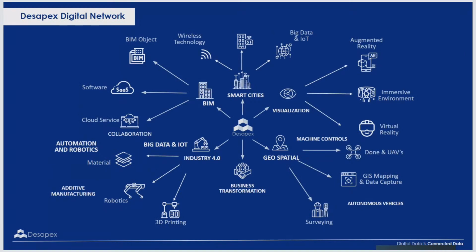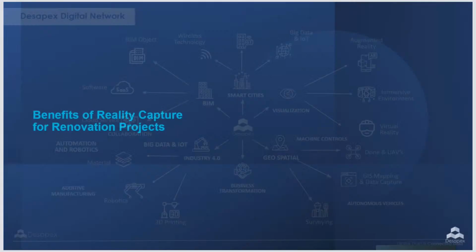So we are not just into 3D modeling or clash detection. Desapex has expertise in various business requirements. It might be helping you make your factories Industry 4.0 ready, or some geospatial technologies to map your properties. So anything with respect to smart cities. So we have a wide network. So you can always get in touch with Desapex to understand and see how we can address your requirements.